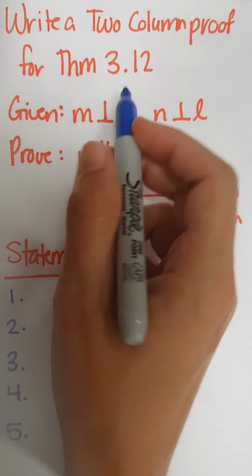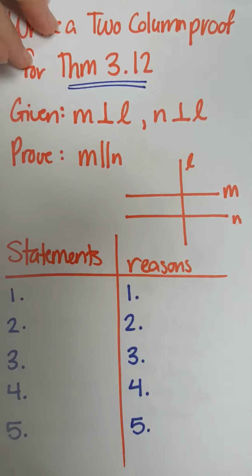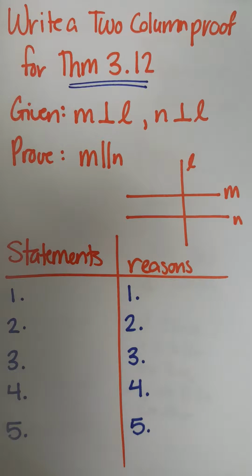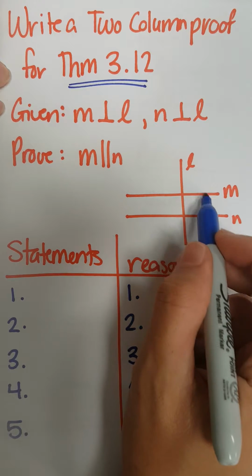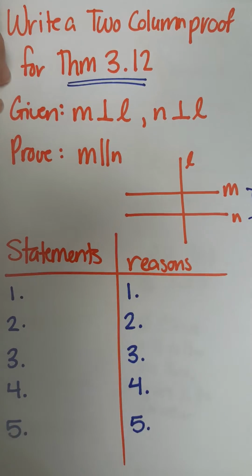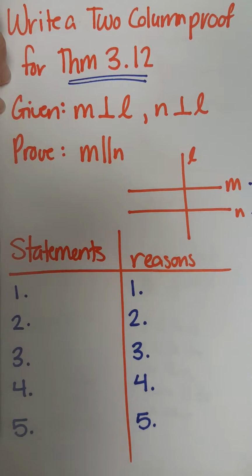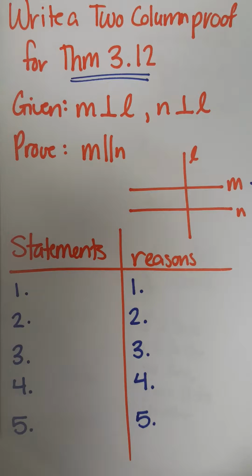Are we allowed to use theorem 3.12 in the explanation? No, we're trying to prove that if they're perpendicular to the same line, that means those two lines are parallel. We're trying to prove that. So we have to go through and use previously known things here.